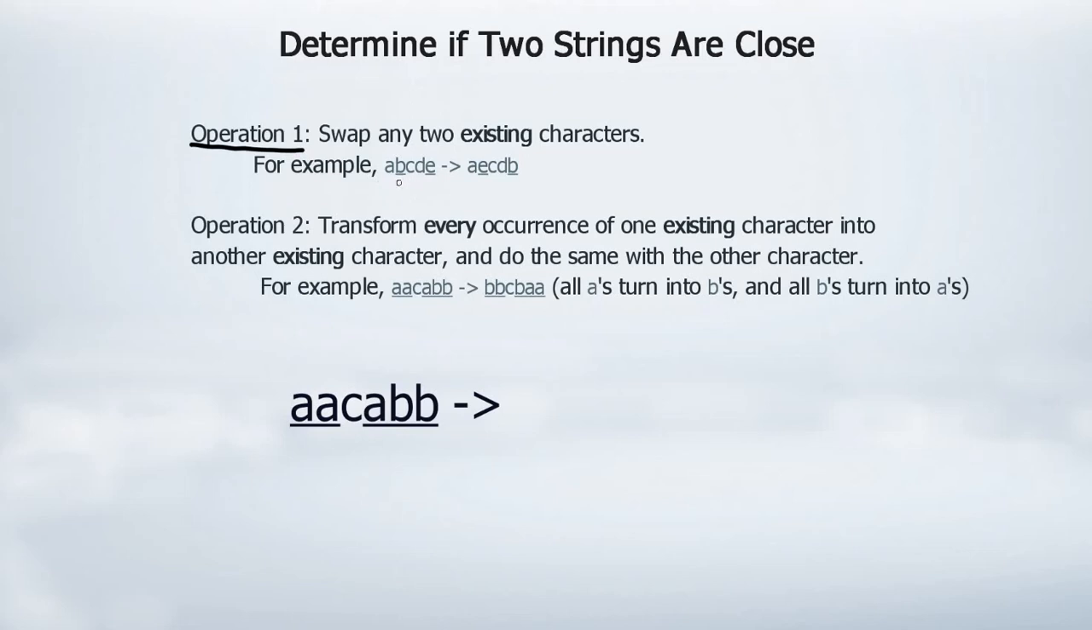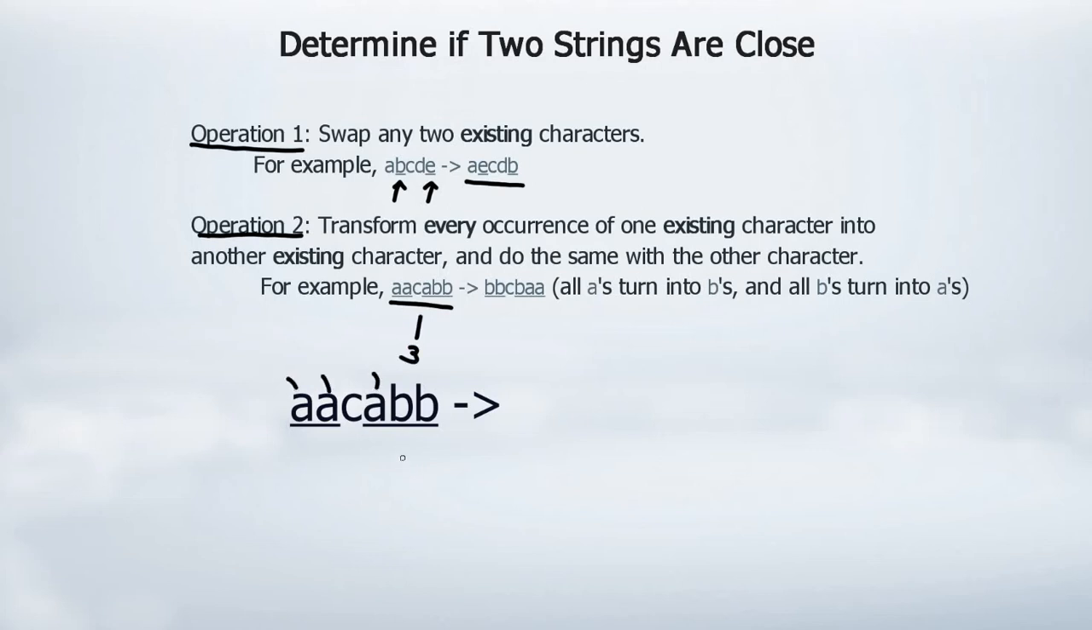For example, this is a character B and this is another character E, and I swapped their values, so I have this word now. Operation 2 says that every occurrence of one existing character can be changed into another existing character and do the same with the other character. So what this means is, how many instances of character A does this string have? Three characters, right? One, this is 2, and this is 3.